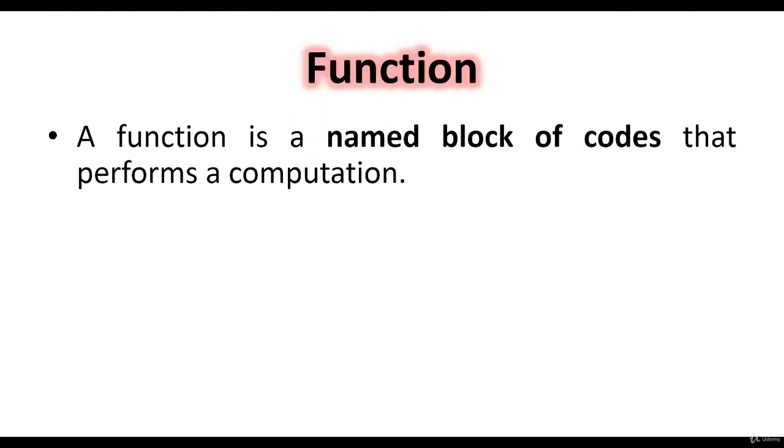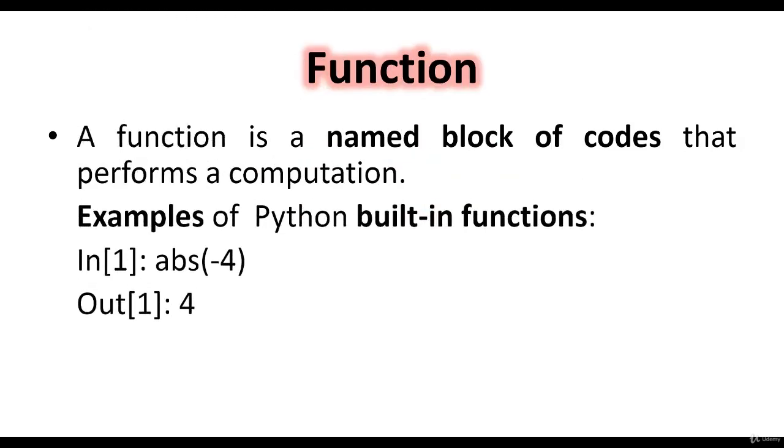What is function? A function is a named block of code that performs a computation. Functions give a block of code a name that can be reused every time the calculation is needed. Example of Python built-in function abs, which stands for absolute, of -4, output is 4.